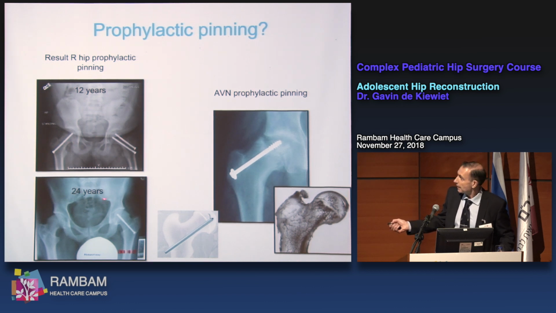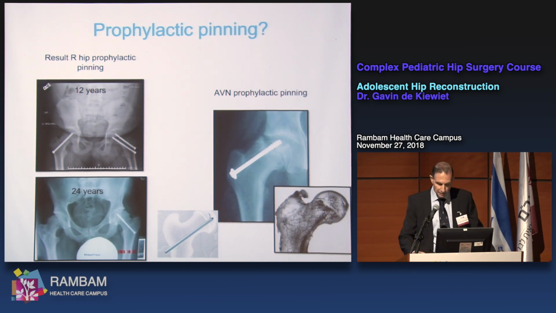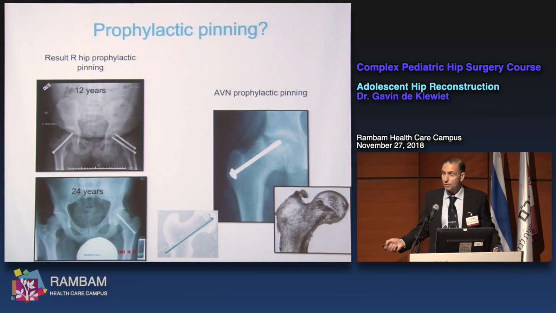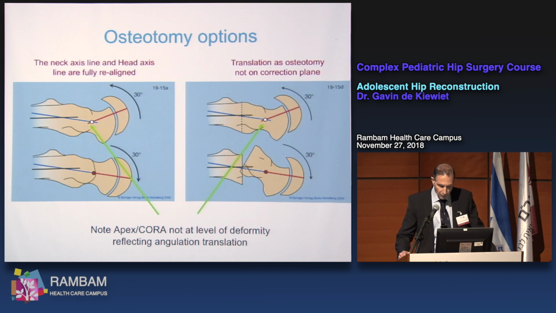He came back to my clinic at age 24. He's got dysplasia here. He's got a large head, he's got a cam lesion and a short neck. So prophylactic pinning is not necessarily a good thing. And here, obviously, avascular necrosis. So what are the osteotomy options?